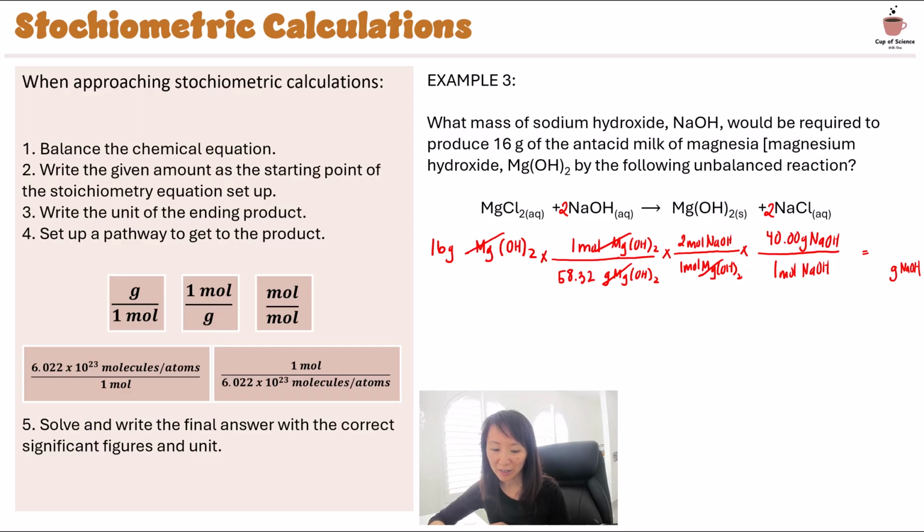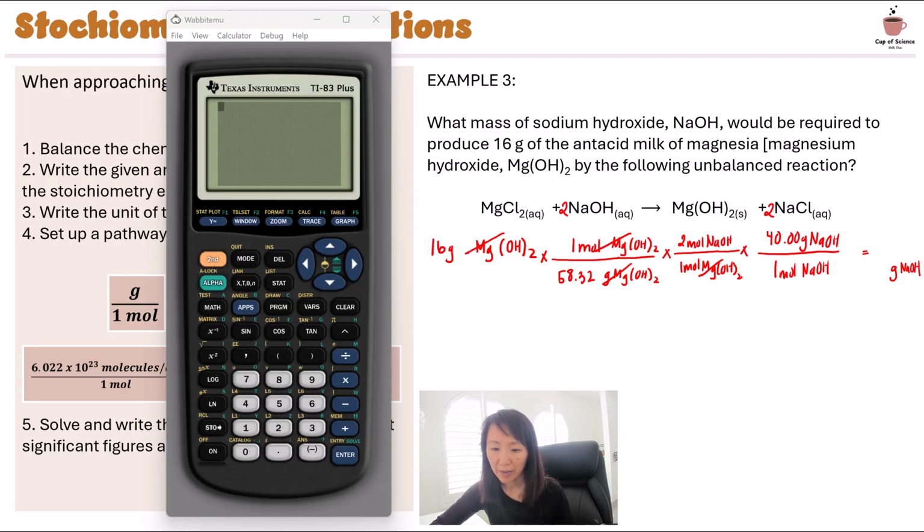So let's do this calculation. I'm going to start off with my 16, multiply by the 1 here, and then multiply by 2, then 40.00. Hit enter. So everything on top multiplied is 1280. Then I'm going to divide it by everything that's on the bottom. So I'm going to hit division, open up a parenthesis. Don't forget those parentheses.